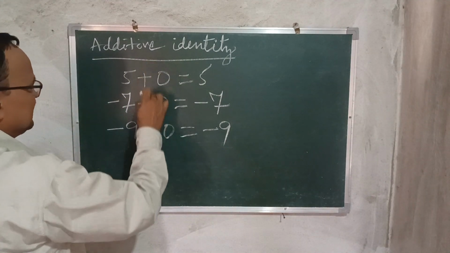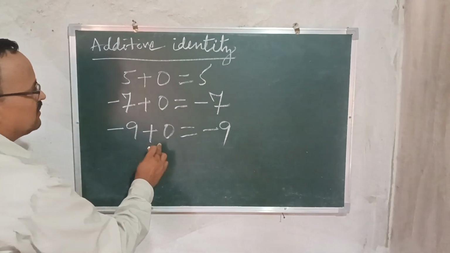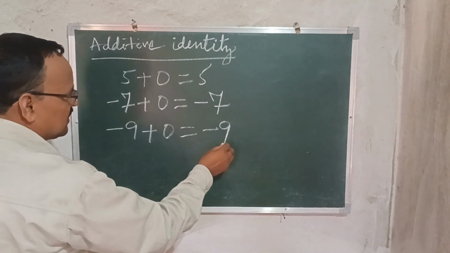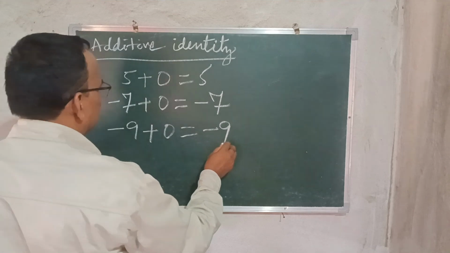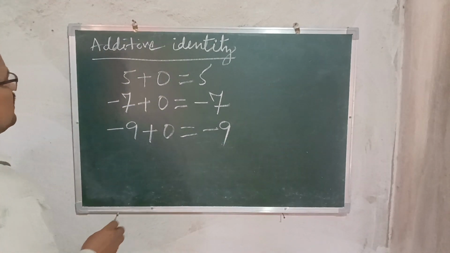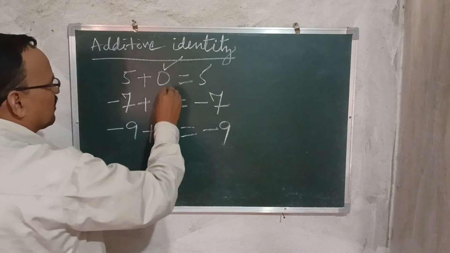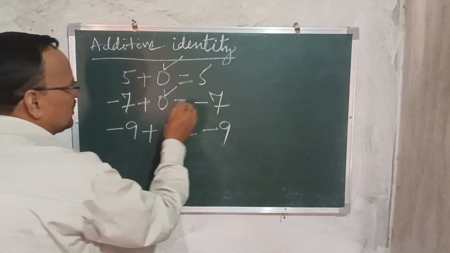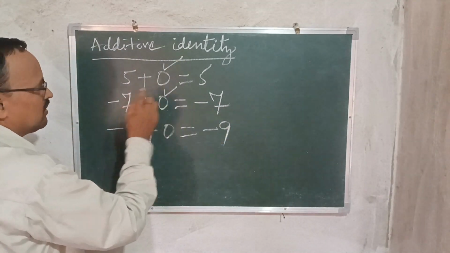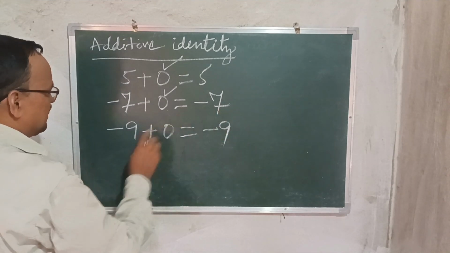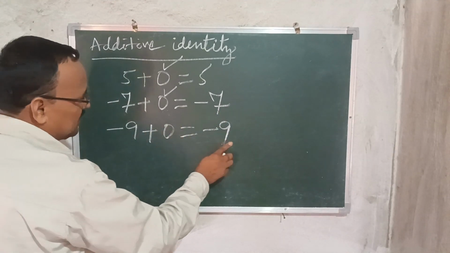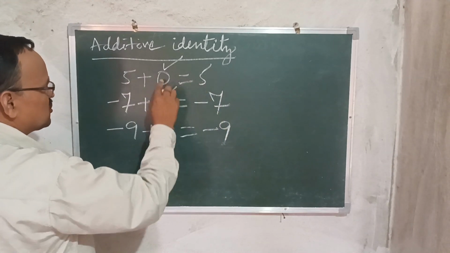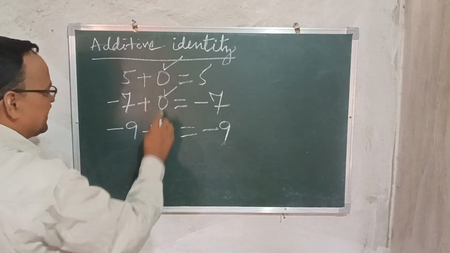If we mark these three sums, the results are 5, minus 7, minus 9. That means 0 is the number that, when added to any other integer, gives the same result. Minus 7 plus 0 is minus 7. Minus 9 plus 0 is minus 9. 5 plus 0 is 5.